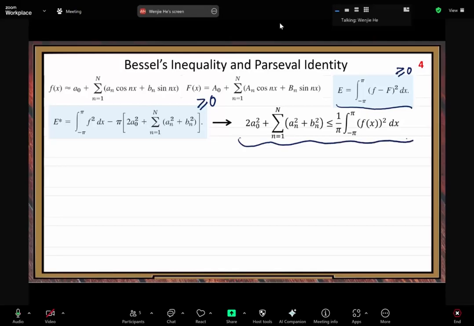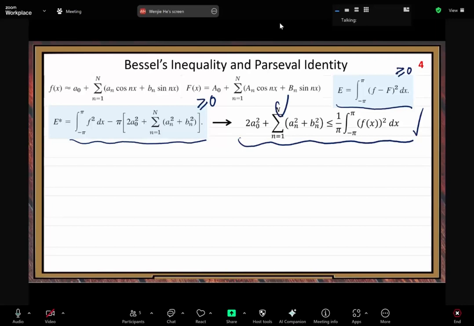This is the inequality, right? Because it comes directly from this E star, greater or equal to 0. So we just move it over, and this inequality is true. When it is true, that means it is true for all capital N, right? Yes, because we can choose any capital N. For any capital N, this inequality is true.